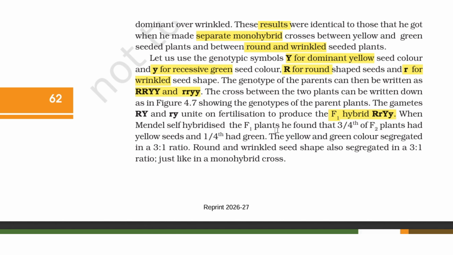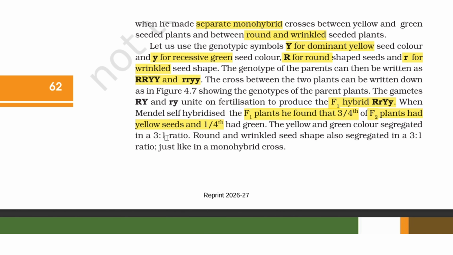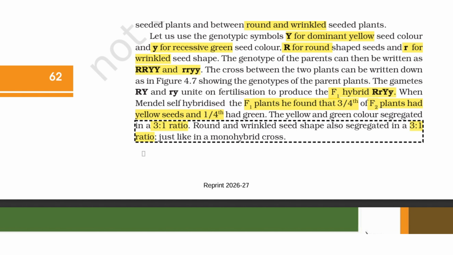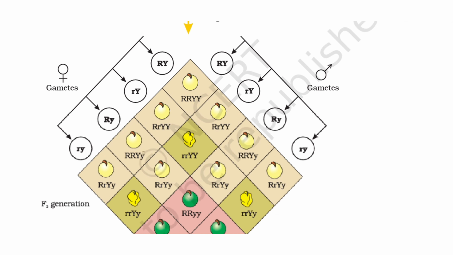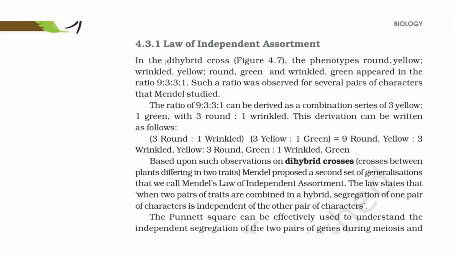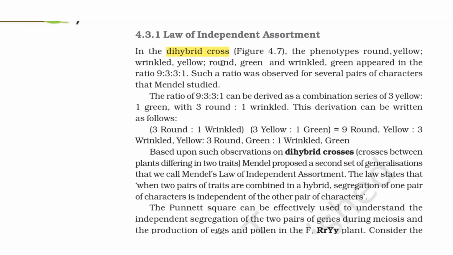When Mendel self-hybridized the F1 plants, he found that 3/4 of F2 plants had yellow seeds and 1/4 had green. The yellow and green color segregated in a 3:1 ratio. Round and wrinkled seed shape also segregated in a 3:1 ratio, just like in a monohybrid cross. Law of independent assortment. In the dihybrid cross, figure 4.7, the phenotypes round yellow, wrinkled yellow, round green and wrinkled green appeared in the ratio 9:3:3:1.